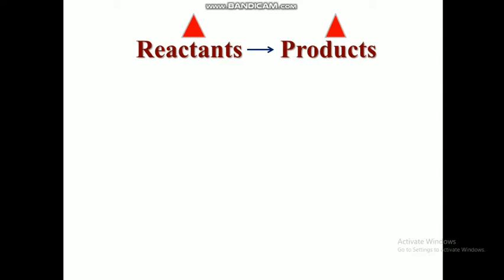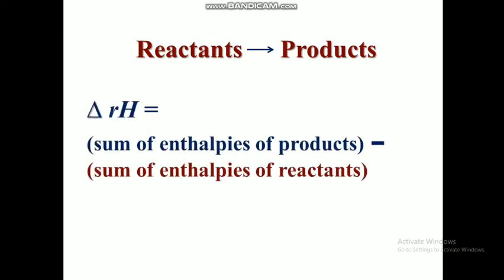That is also obvious. If we want to measure the difference between two things, what do we do? We just subtract one of them from the other. Then we can understand the difference between them. Similarly, in this case also, if we need to find the enthalpy change between reactants and products, which is delta RH, then we need to subtract one of them from the other.